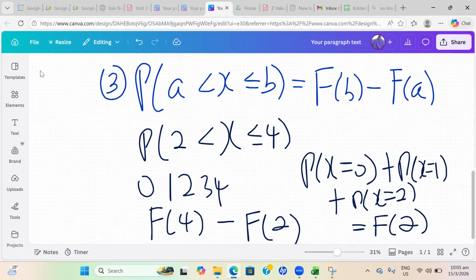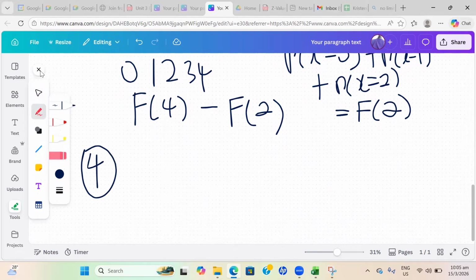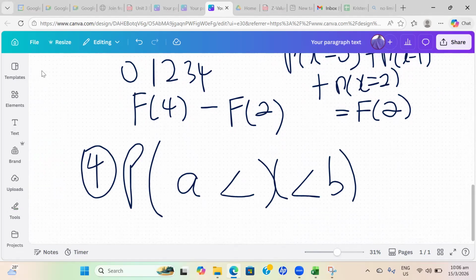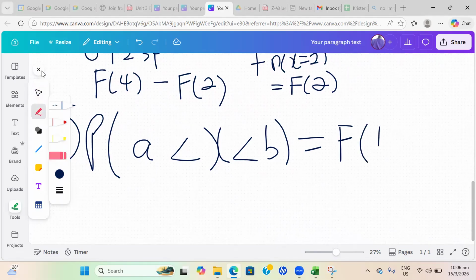All right, so let me give you the fourth rule. All right, here's the fourth rule. I sat down and I came up with the idea and it just went well. So x now is less than b, while x is greater than a. Let me give you guys the rule for this one as well. Now this is equal to the probability f of b minus 1 minus f of a.